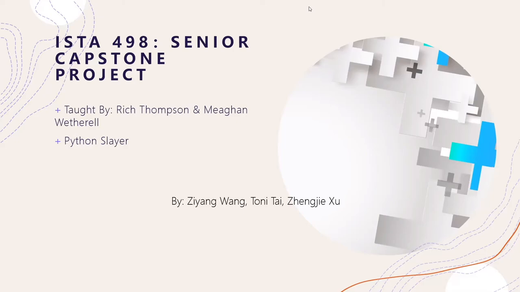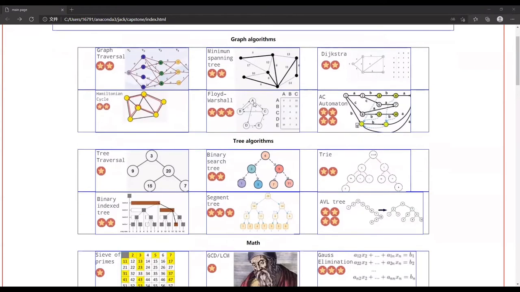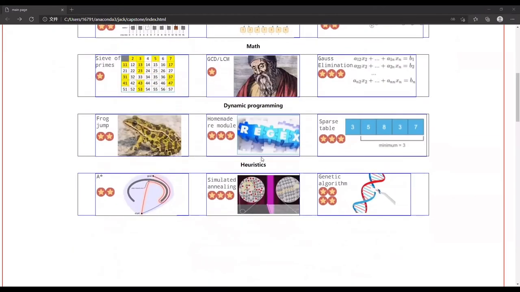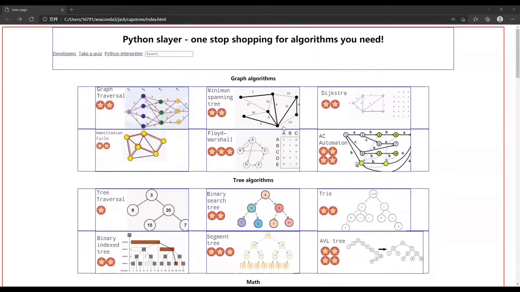All right, let's just get to our website. This is what our website looks like. As you can see, there are a lot of different topics about algorithms, like graph, tree, and math, all that kind of stuff. And the stars mean the difficulty of a specific topic. The one most important thing about our project is to gamify each topic.